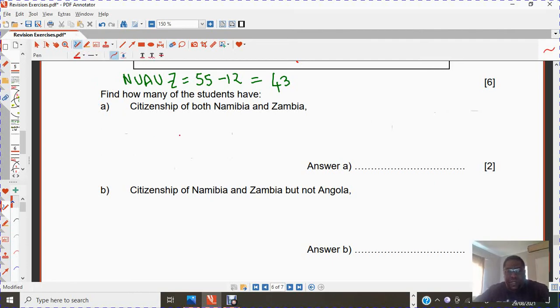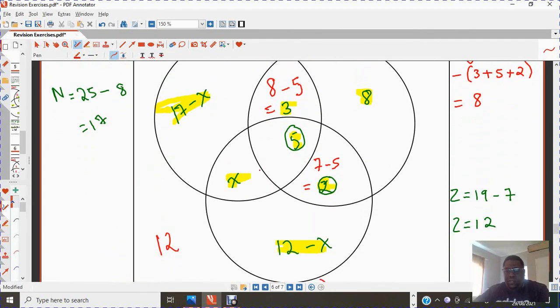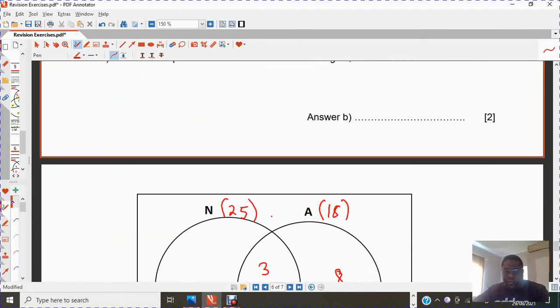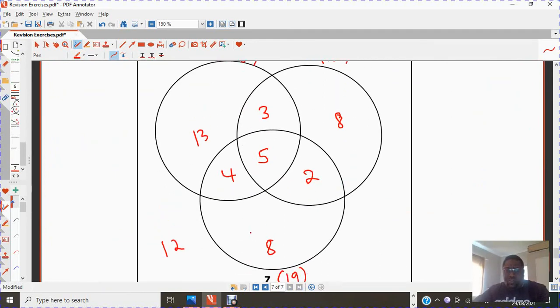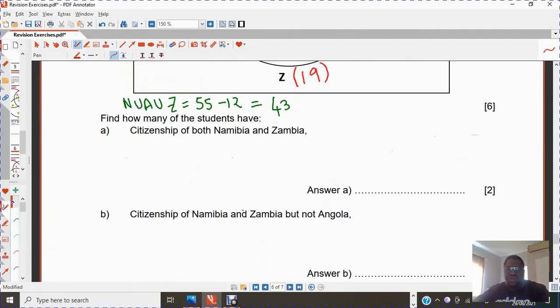So we are supposed to calculate how many students have both citizenship of Namibia and Zambia. So here you must be a bit careful. It's Namibia and Zambia, so it has to be this 13 plus the 4 plus the 8. We do not consider the 3 and the 5. So 13 plus 4 plus 8, okay, that's going to be 25 students who have both citizenship of Namibia and Zambia.